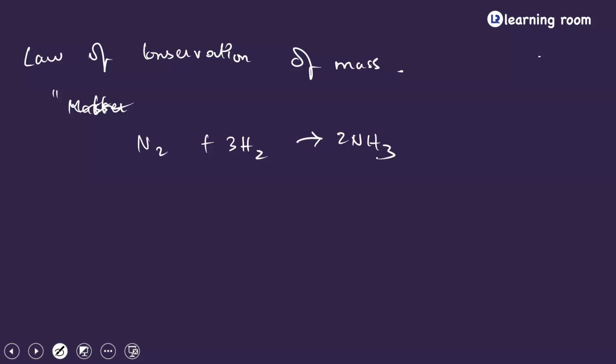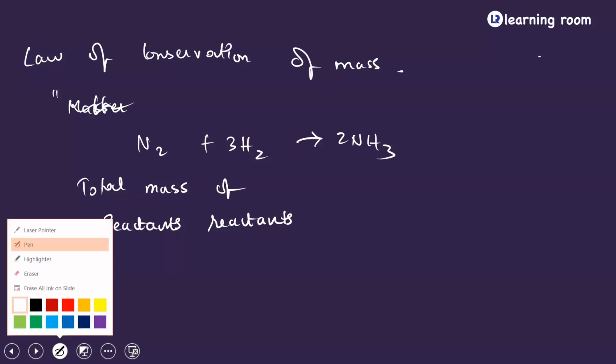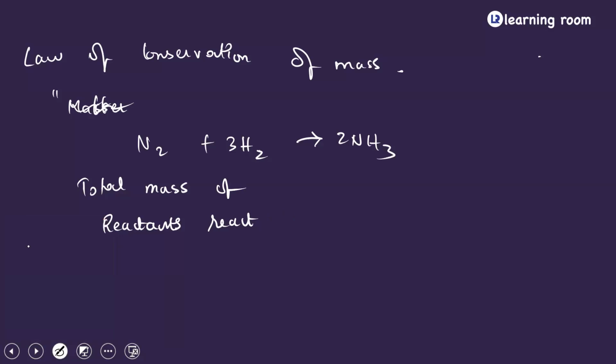Anyway, getting back to the topic. The total mass of reactants reacted is equal to the total mass of products formed. Noted. How should it be written? Total mass of reactants reacted is equal to the total mass of products formed.